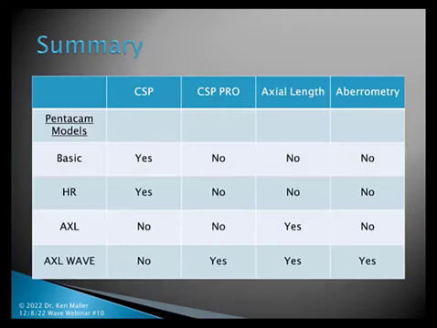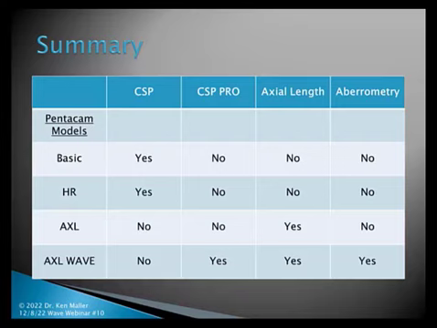This is the summary chart that I promised you on the various devices that are available in the Pentacam models. I'll leave that up there for just a second so you can take a look through that. On the left, you can see the basic, the HR, the AXL, and the AXL Wave. On the top, going across, is the CSP, that's the original. The CSP Pro, which is the one we discussed tonight. The axial length measurements and the aberrometry, and down below is which things each model is capable of providing to you. I'll just give you a second here to take a look through that so that you can see which model is the most appropriate for your types of clinical care.